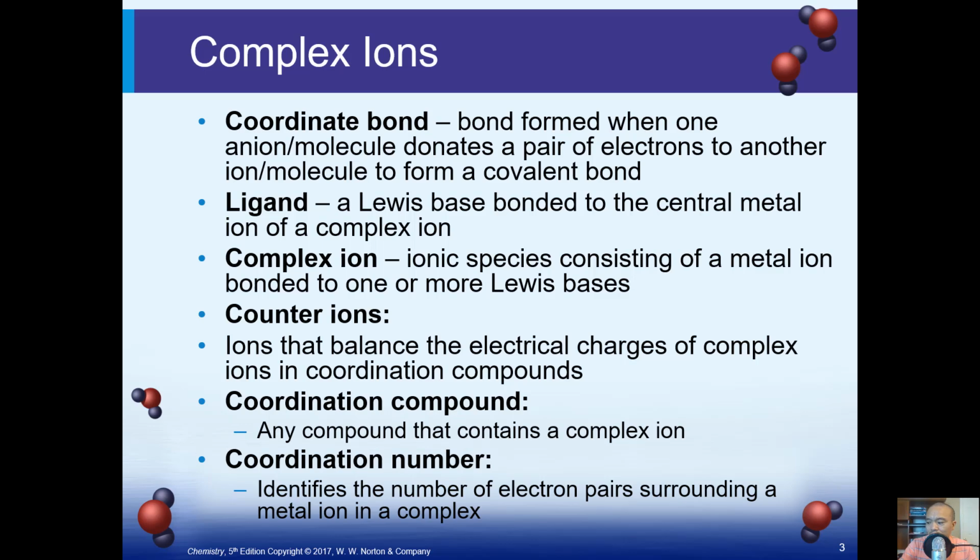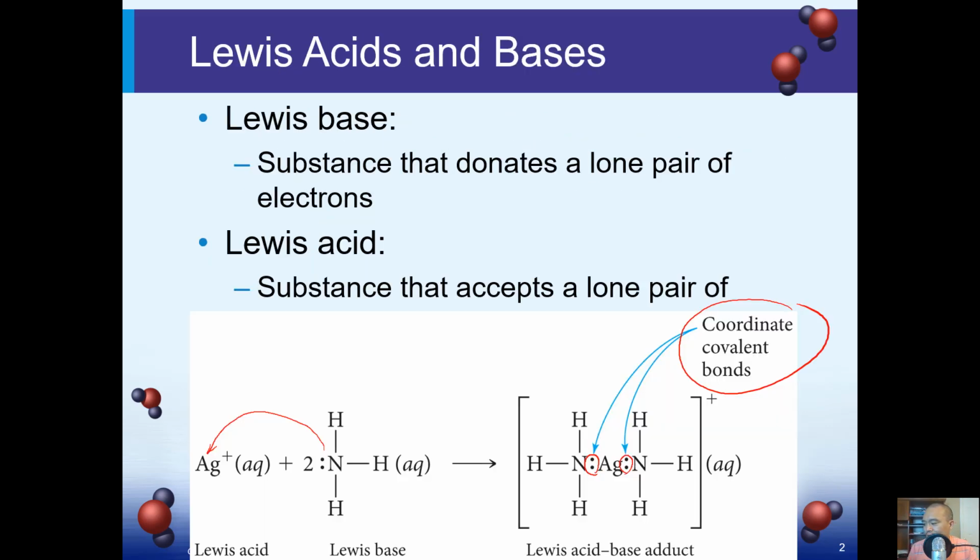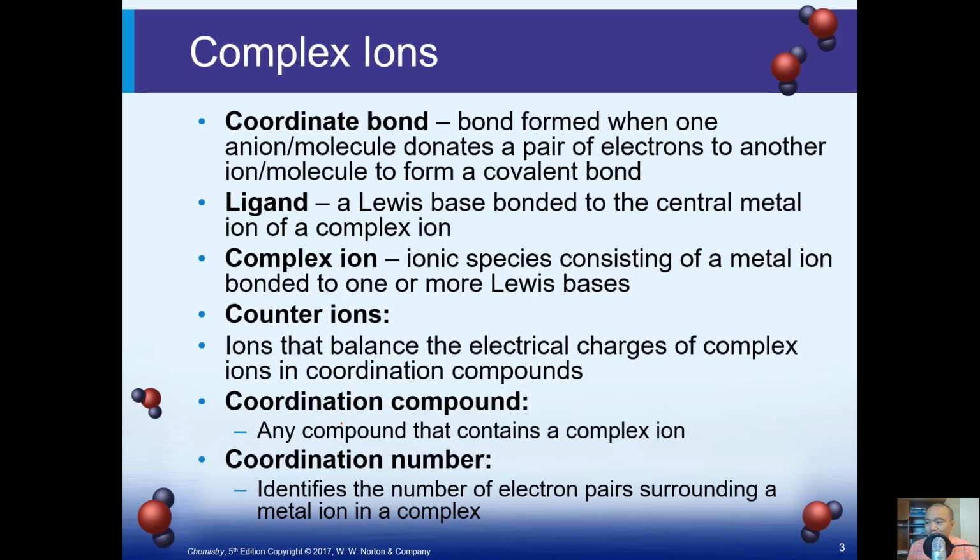Let's look at this one more time. As you can see in this example, the newly formed bond has two electrons that are shared, but those two electrons exclusively come from the ammonia, which is the ligand over here. So what is a ligand? A ligand is a Lewis base, which means it donates a pair of electrons. It is a Lewis base bonded to the central metal ion or a complex ion.